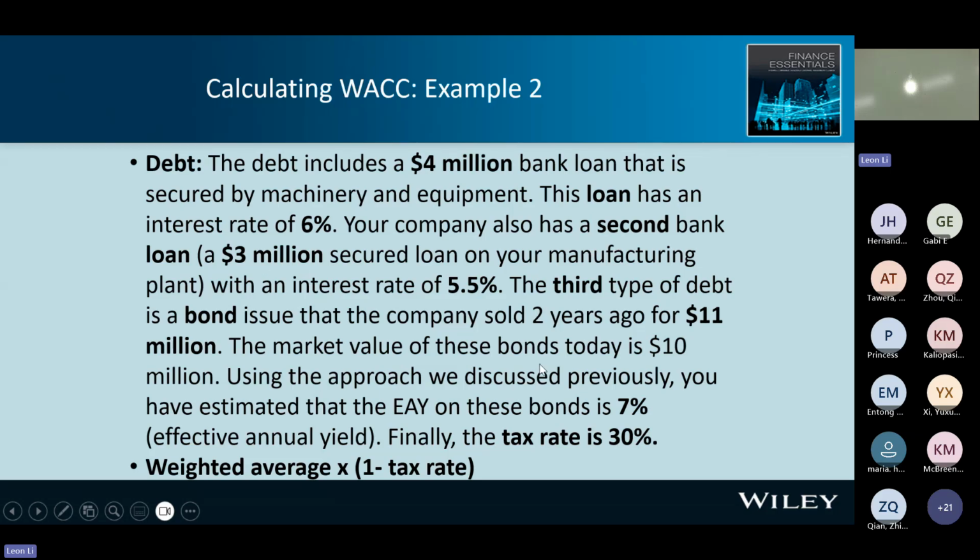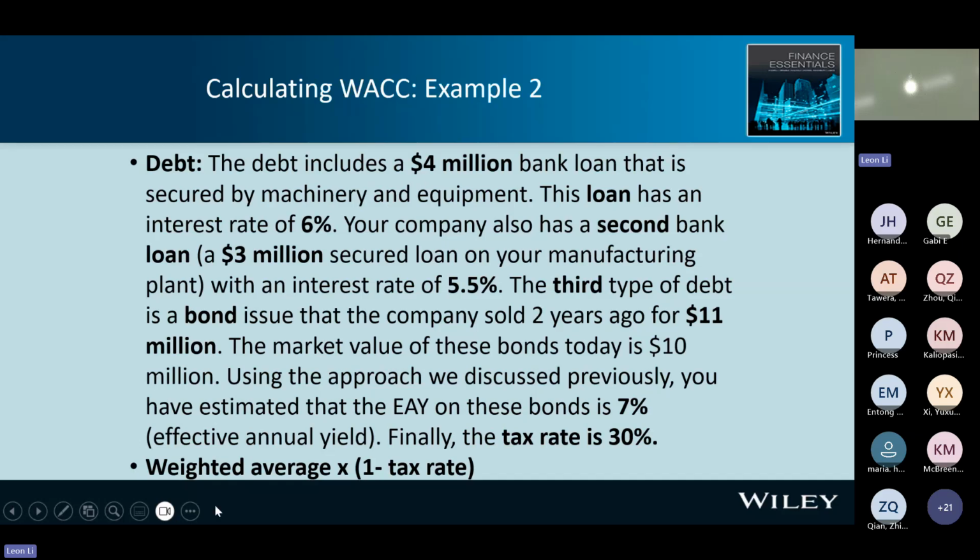The third type of debt is bond. The company has a 2-year bond, issued 2 years ago, for 11 million. For the bond, we do the calculation for you. The bond's yield is 7%. So you can see for the debt, we have 3 types of debt: first loan, second loan, and bond. Tax rate is 30%.